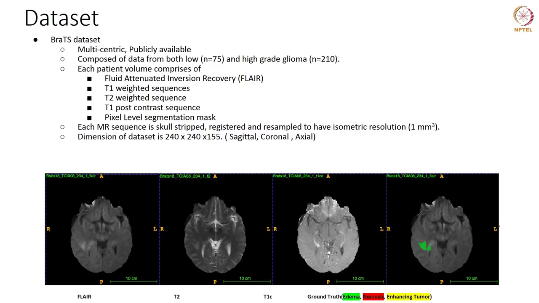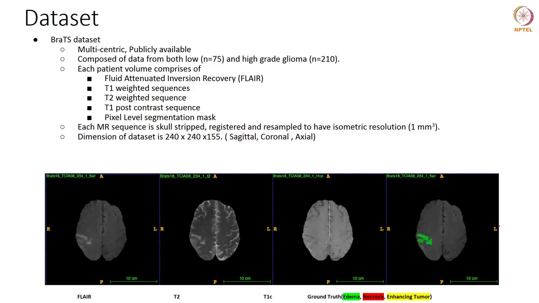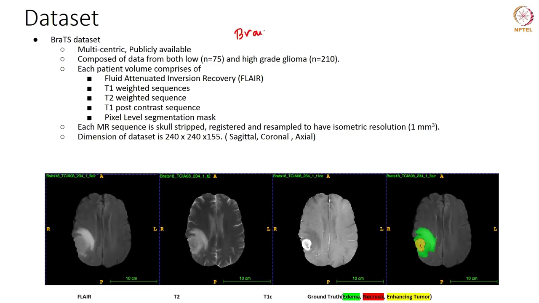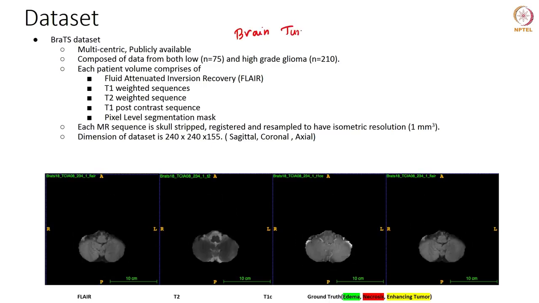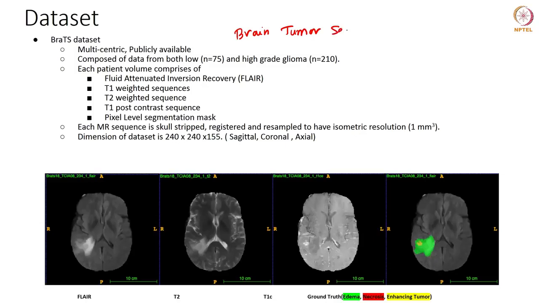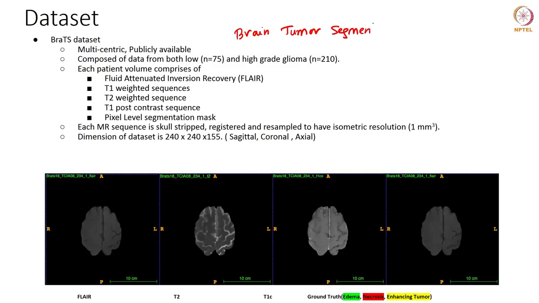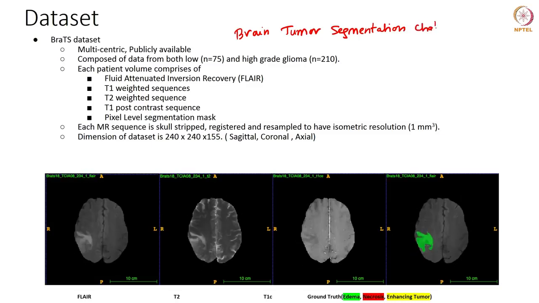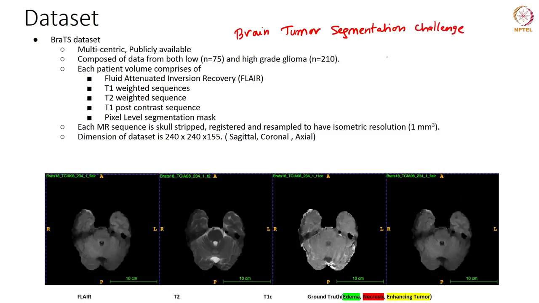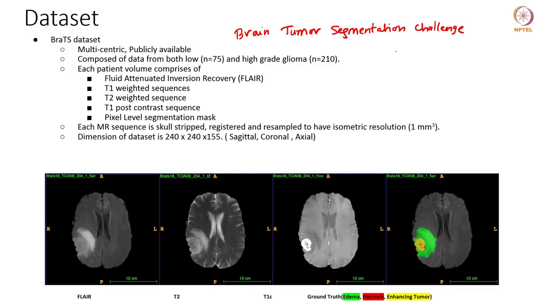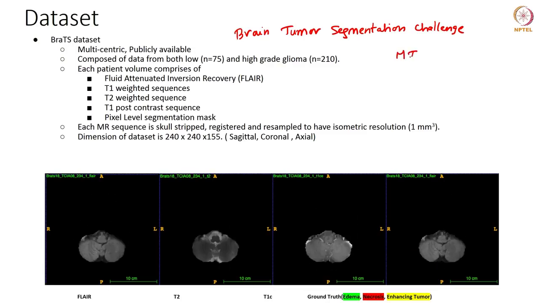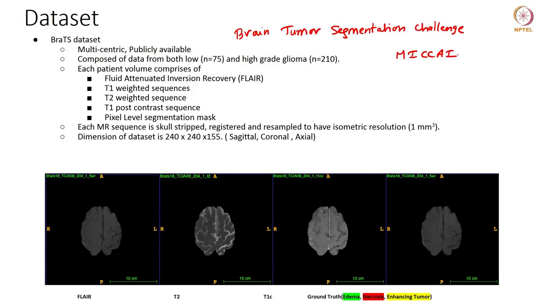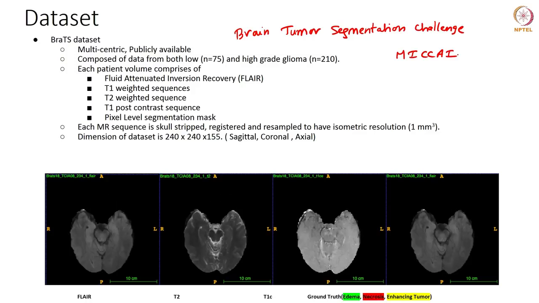So, what does the data look like? This data is part of the brain tumor segmentation challenge, which is conducted every year as part of the medical imaging conference called MICCAI. It is conducted every year in a different city in the world.